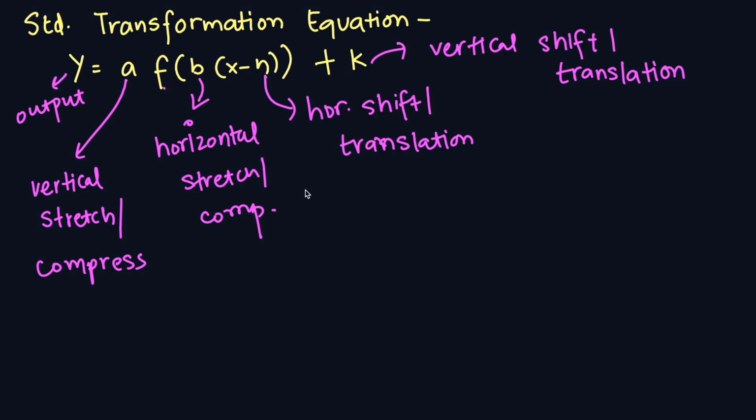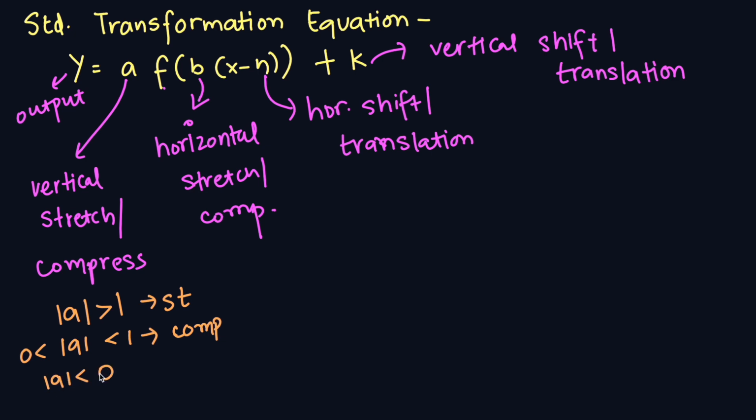Now let's discuss the values as well. So vertical stretch and vertical compression. That means when your A is greater than 1, it is going to stretch. However, when A is between 0 and 1, it is going to compress. And if A is less than 0, that means if A is negative, in that case the transformed graph is going to reflect on the x-axis.